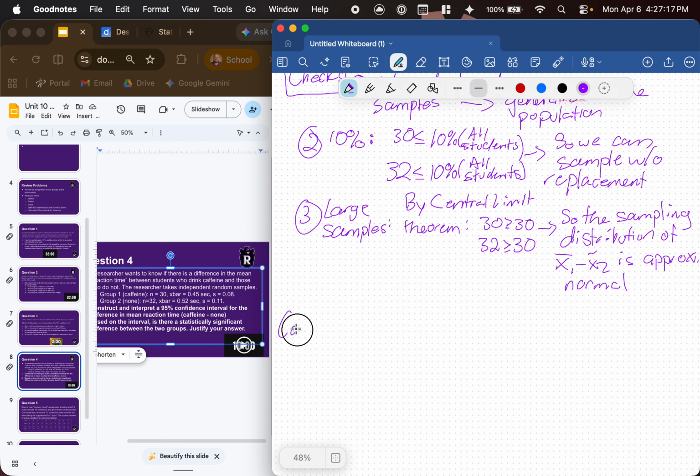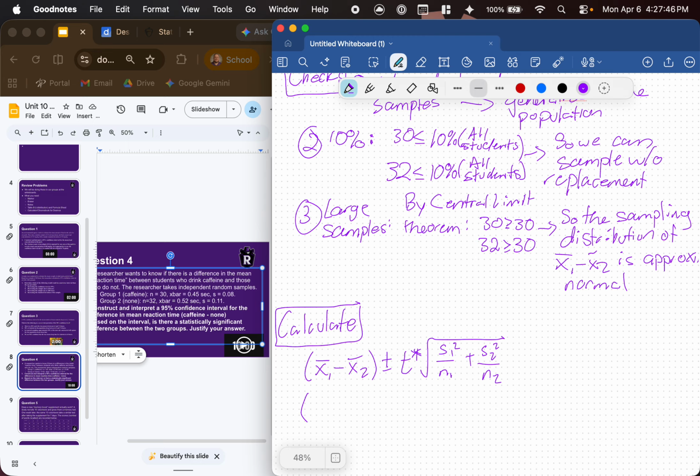Now let's move on to calculate. All right, calculate here our formula: x bar 1 minus x bar 2 plus or minus t star times the square root of s1 squared over n1 plus s2 squared over n2. Again, I think it's a really great idea to go ahead and fill in your formulas here. And we'll come back to t star. We'll deal with that in a second. So fill this in here with our information provided.